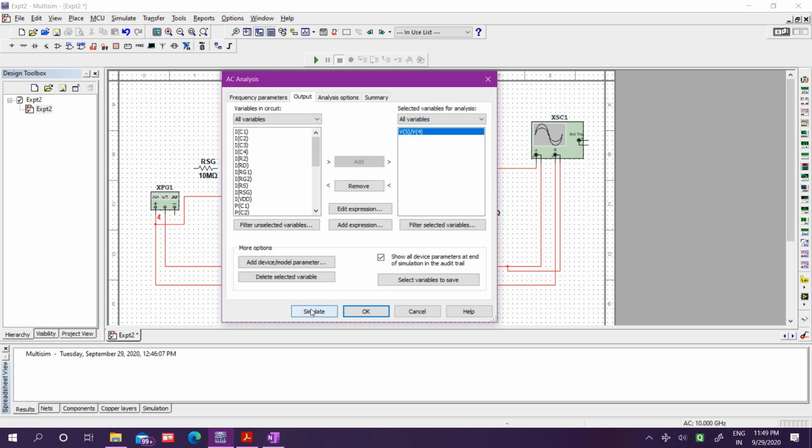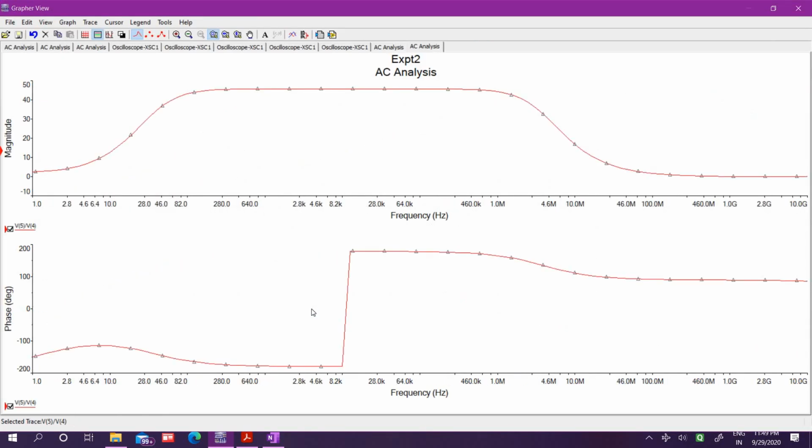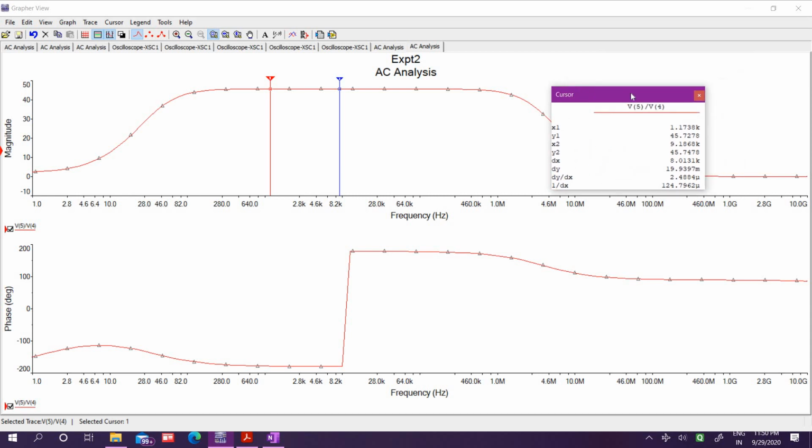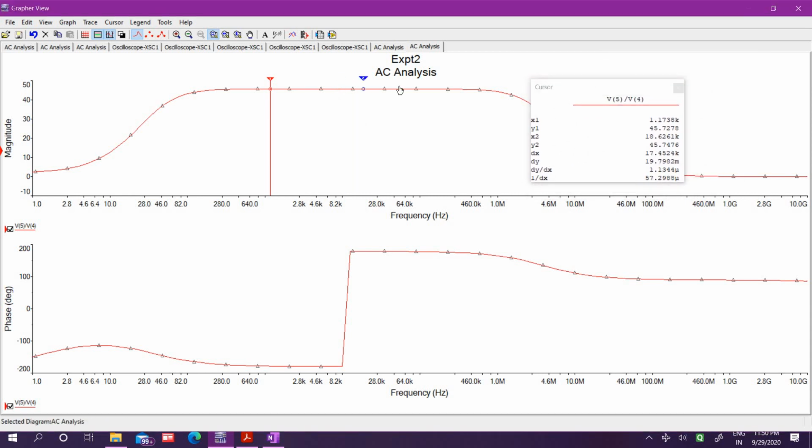So I can click on simulate. So this is our frequency response. I will take the cursors over here. This is cursor 2 and this is cursor 1, and this is the reading. If I move cursor 2 into the mid frequency gain, the gain is constant. If you look at the Y2 position, it is 45 and we obtain our gain is 44. So this is the mid frequency gain.